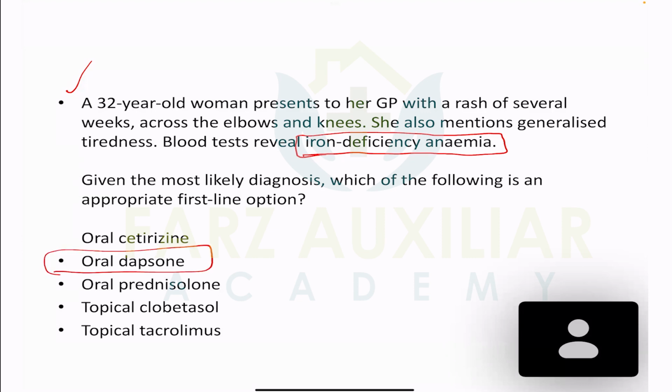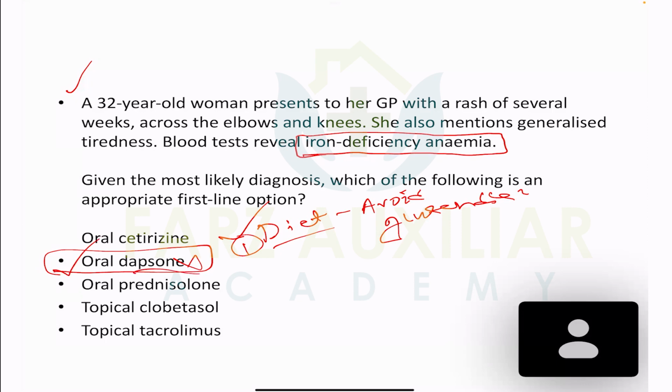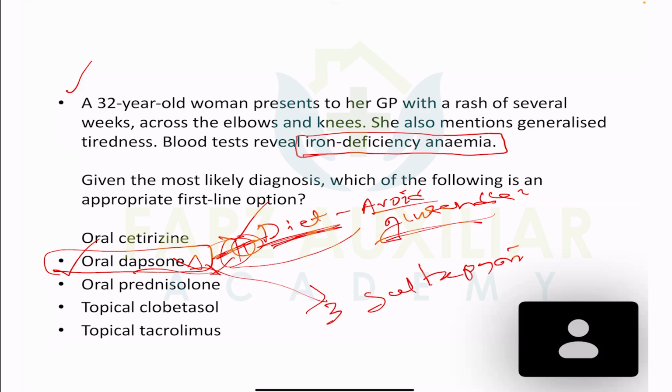Yes, very nice. But if first line is diet, avoid gluten diet, it will be the first one, not the Dapsone. Or if they want a medication, you can go for Dapsone. If they put both together, go for the gluten-free diet as first line, then second line oral Dapsone, then third line sulfapyridine. Sulfapyridine you can memorize as an advanced option.